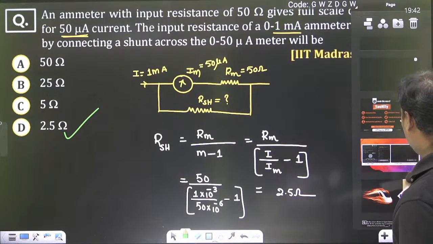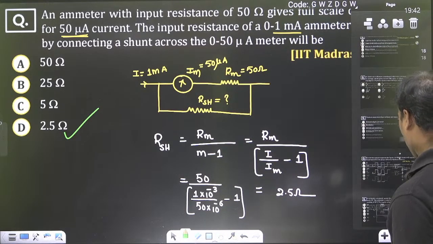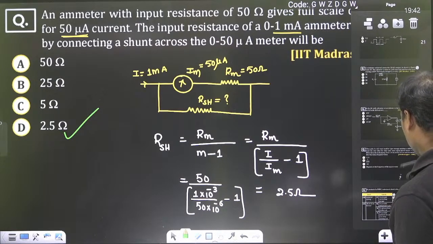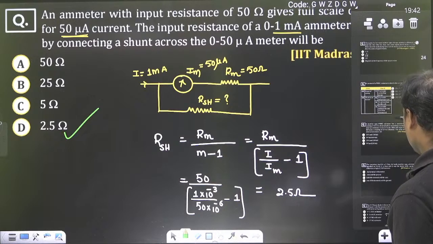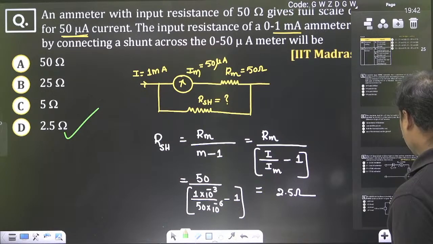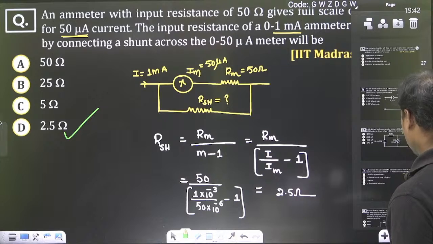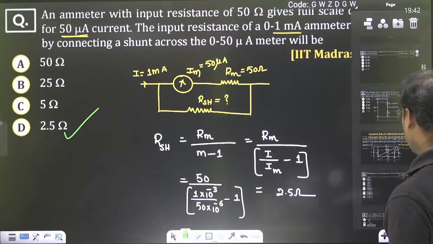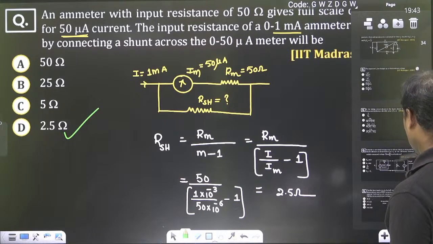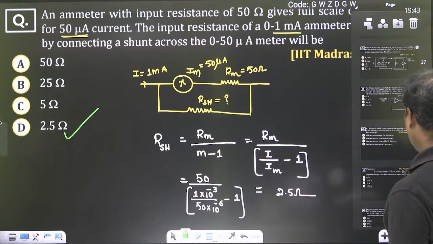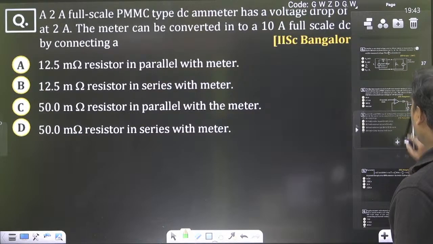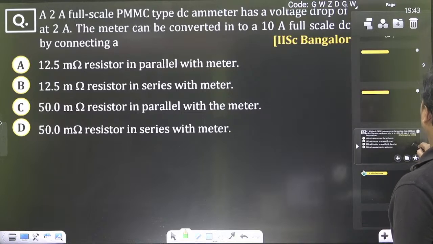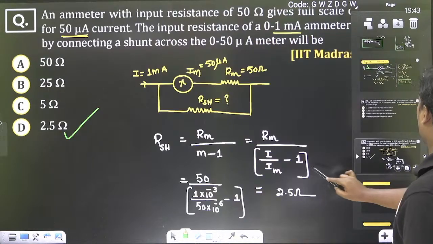Go for one more question. So what is the answer for this question? Try it. ISC Bangalore 2008 question.